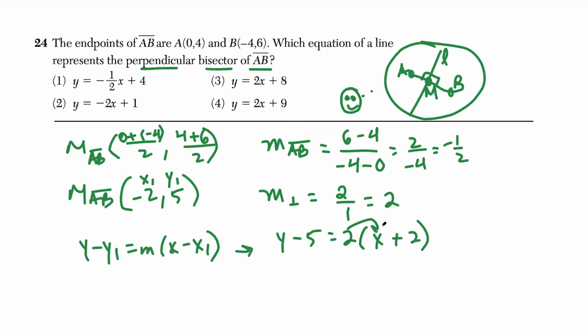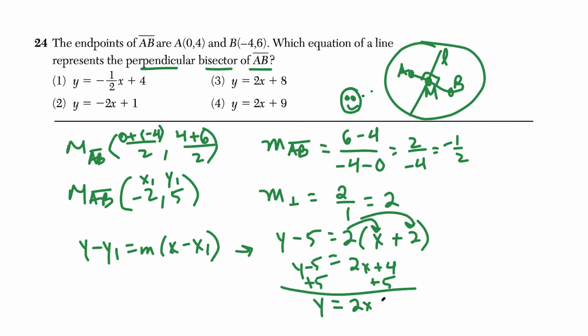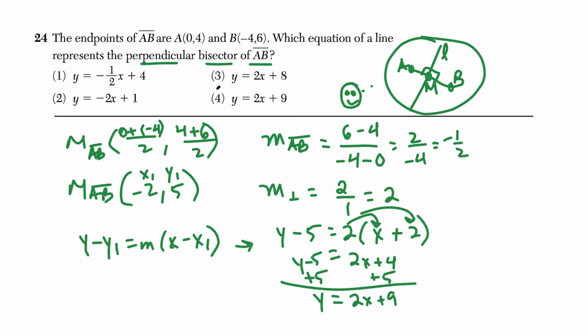Now just do the algebra here. We've got 2x plus 4 after we distribute. We've got y minus 5. So just add 5 to both sides. And now our final answer, we have y equals 2x plus 9. So we just scan the answer choices here. Our solution is going to be choice 4.